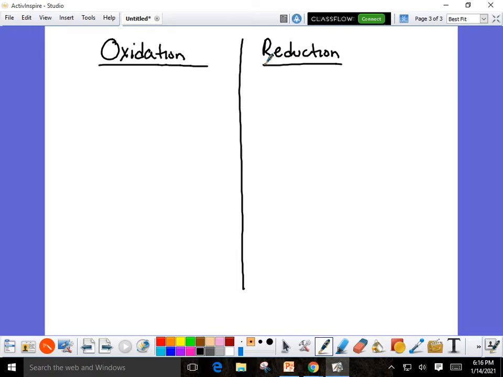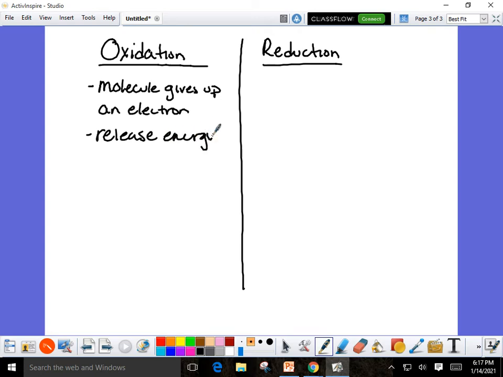So in an oxidation reaction, an oxidative reaction, there's a molecule giving up an electron. When you're giving up an electron, you are breaking a bond. Essentially, you're giving off hydrogen. So we give up an electron. This is going to release heat or release energy. And it's called oxidation.